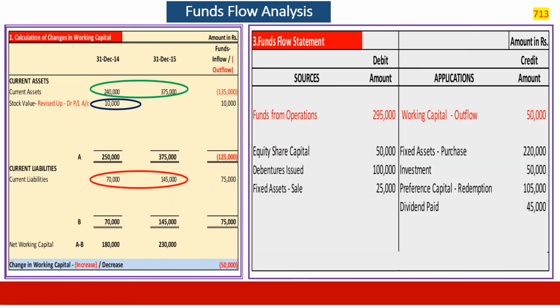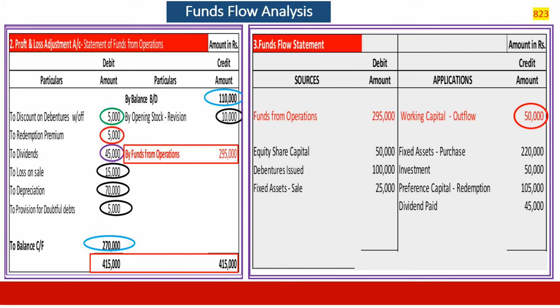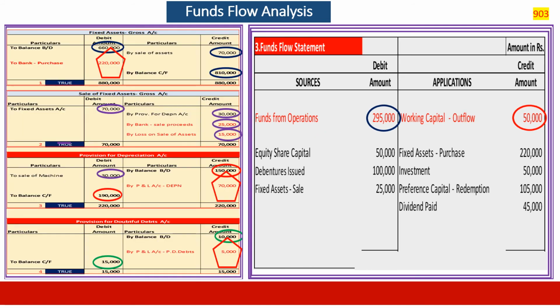Now let's get into preparation of funds flow statement. Using the change in working capital statement, funds outflow is 50,000, increase in working capital. From here, we go to statement number 2, profit and loss account. Funds from operations is 2,95,000, which we get posted here. Once these two are done, we go to the adjustment accounts to record the transactions.